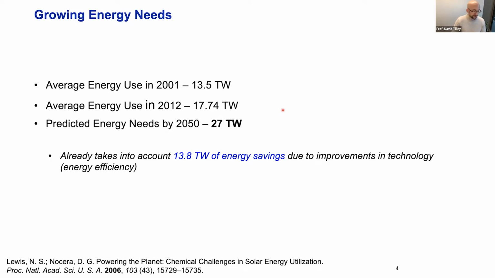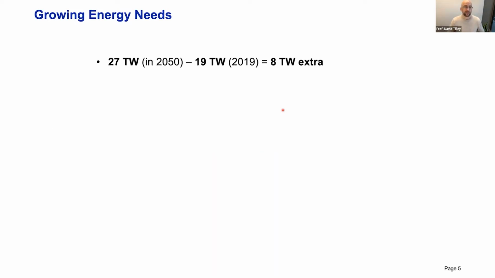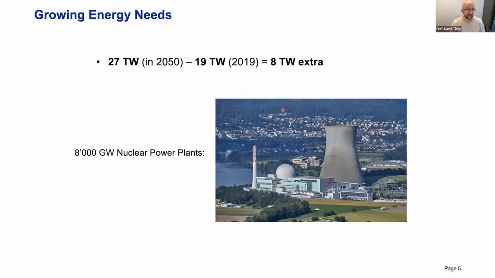So 27 terawatts. How do we get there? Well, if we just take what we're using today, 19 terawatts, even if we can continue with business as usual, we're going to need about 8 terawatts extra. And how do we do that? Well, we can take these 1 gigawatt power plants. We could build 8,000 new gigawatt nuclear power plants, for example. If we were to do that, we would have to start today and build a new power plant every day from now until 2045. And it seems quite difficult to do.